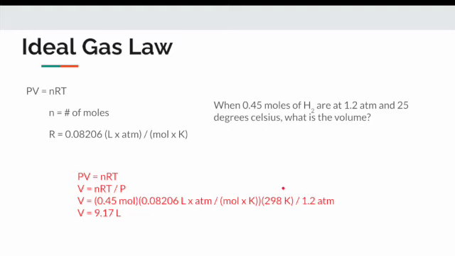I know in this case I used the wrong sig figs. 9.2 would technically be the right answer, but as I said, sig figs don't matter too much in these problems where the numbers are still pretty small.